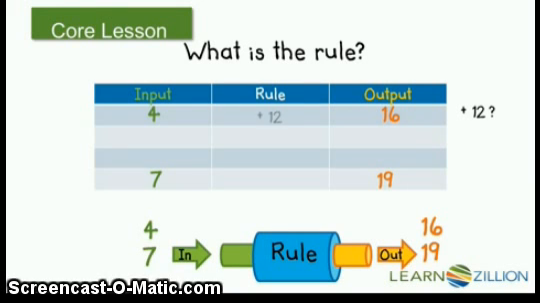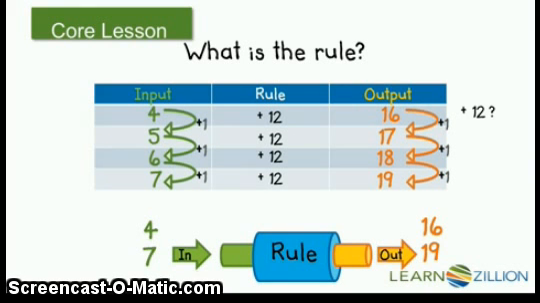4 plus 12 is 16. 7 plus 12 is 19. Looks like we might have a rule. I'm going to check. So, if the rule is plus 12, let's try 5 plus 12, 17. 6 plus 12 is 18. So on the left side of my vertical column, my numbers are growing by 1, 4, 5, 6, 7. And on the right side, my numbers are 16, 17, 18, and 19. I can see that the growth makes sense. If I'm adding the same amount to each number in sequence, it should get larger the same way in sequence. So my rule of plus 12 makes sense. It's the input plus 12.